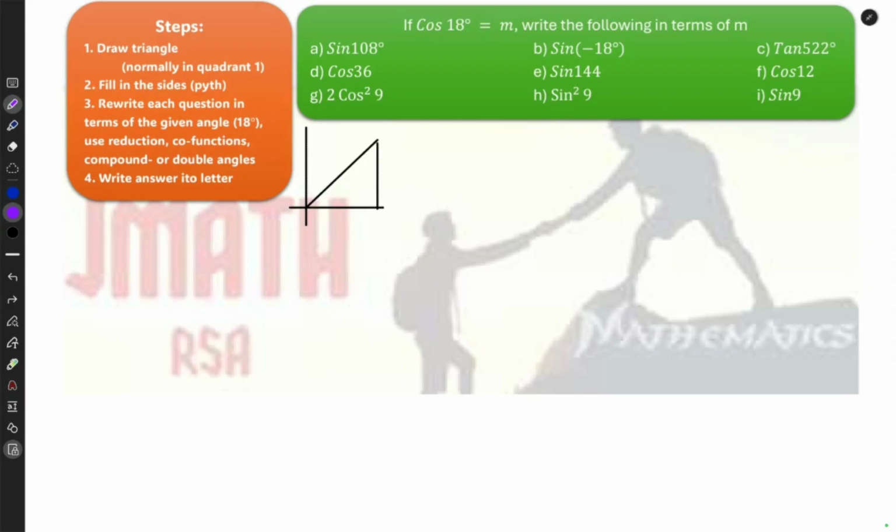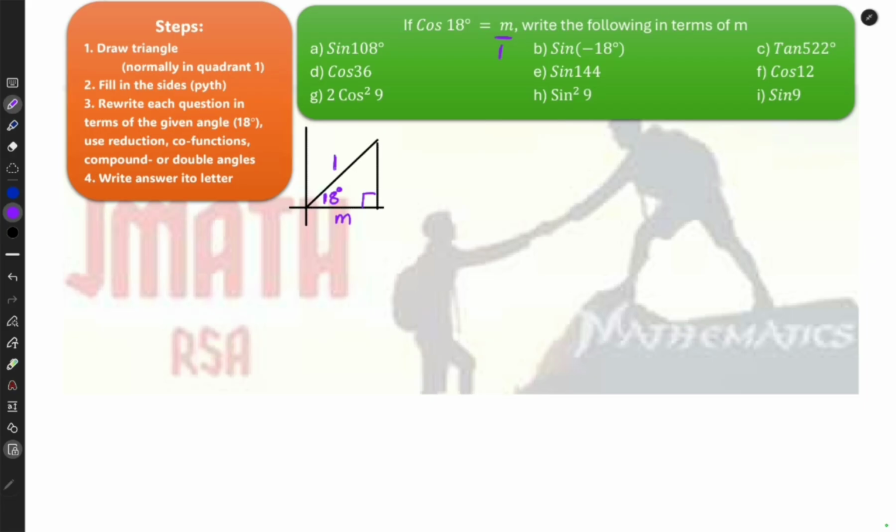Step 1, draw the triangle. I'm looking at the 18 degrees, so that's definitely in quadrant 1, between 0 and 90. So I can draw the triangle already, and I can put the 18 degrees there. I know that's a 90. And they're telling me cos is equal to m. So I can rewrite m as m over 1, and cos is adjacent over hypotenuse.